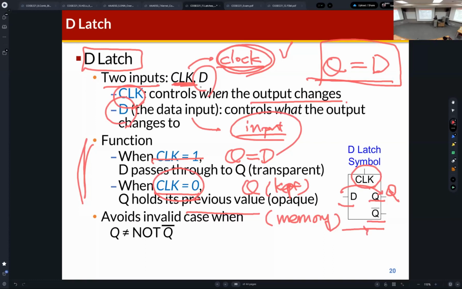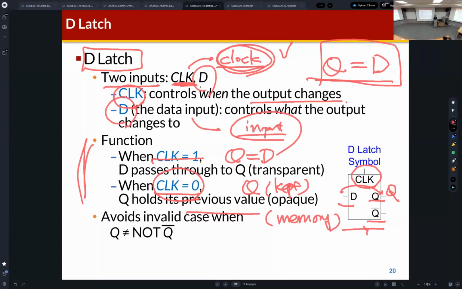This is the symbol of the D latch. This is the clock signal, and D is the data input, and there are two outputs, Q and Q bar. Q bar is just the inversion of Q. So you can understand that the clock signal is just a control signal, and D is reflected to Q based on this clock signal.